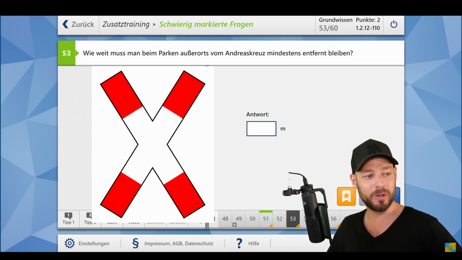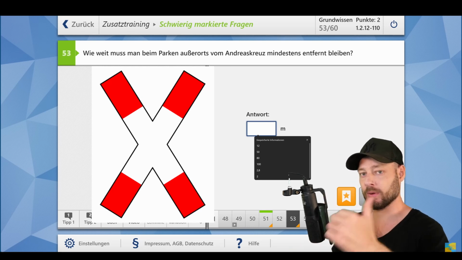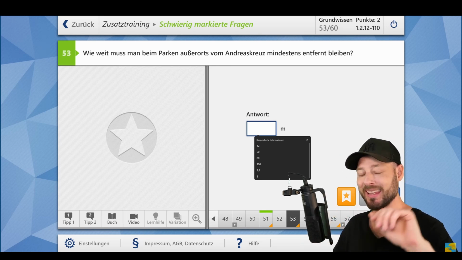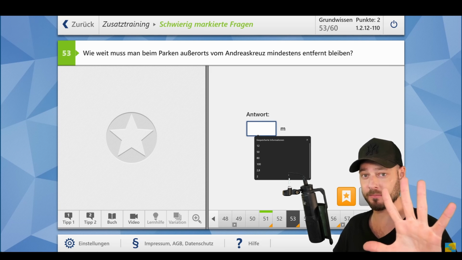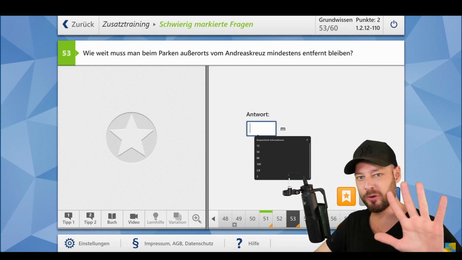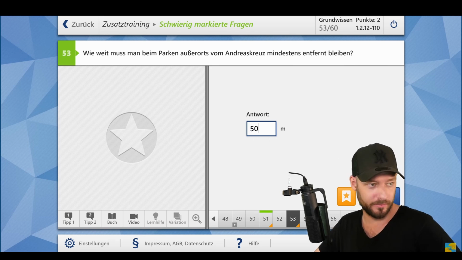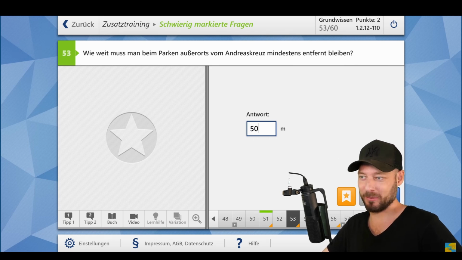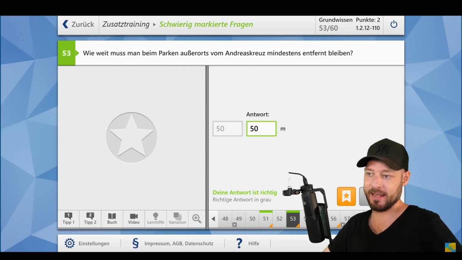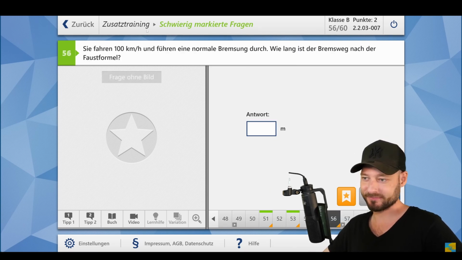So, the level crossing is coming up and it makes a difference whether you want to park in front of it in town or outside of town. In built-up areas, you have to keep a distance of 5 meters, and outside built-up areas, it's 50 meters. So you get 2 answers in one. Outside built-up areas, you're only allowed to park after 50 meters.